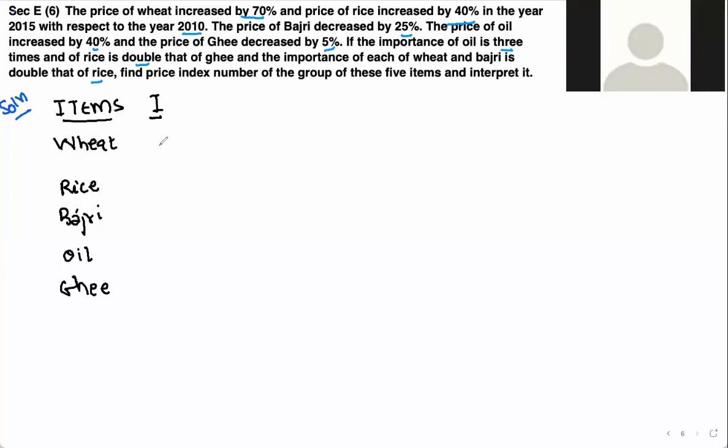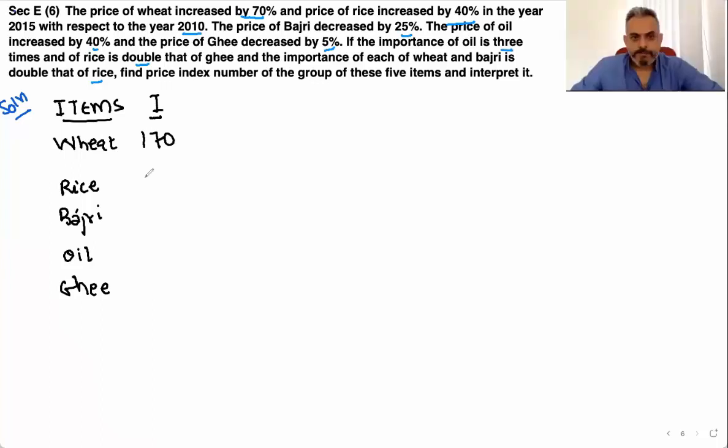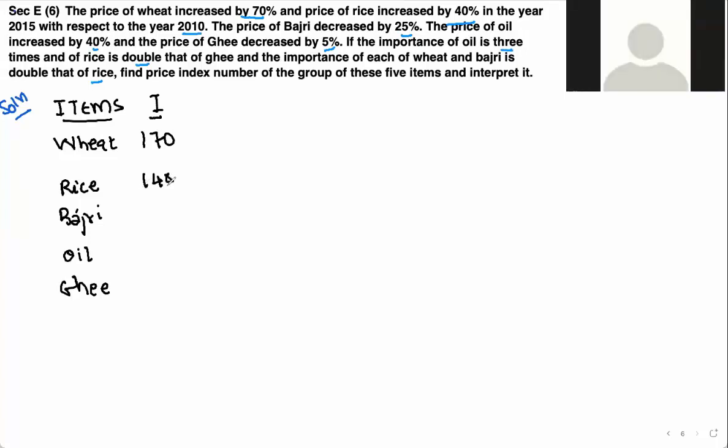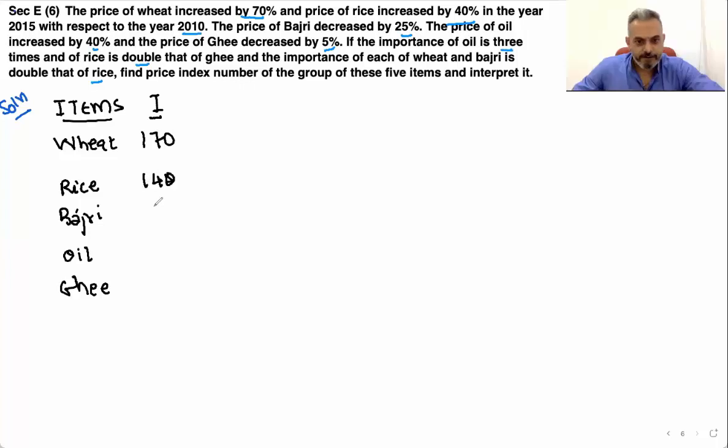170. 170, because it increased by 70. Rice, 140. Then bajri decreased, 75. Yes, 75. Oil increased by 40%, so 140. And ghee decreased by 5%.